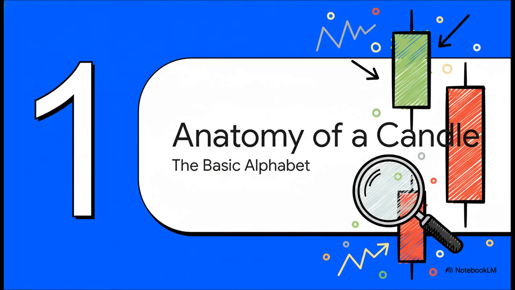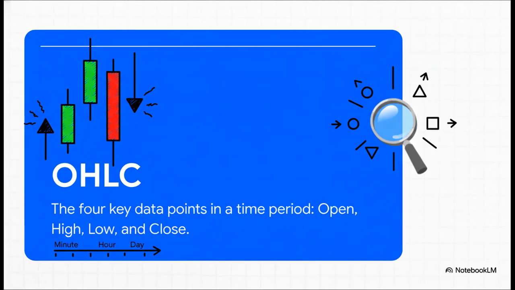Okay, so to get the hang of this language, we've got to start with the basic alphabet. Let's zoom way in and break down just one of these shapes, a single candlestick. So every single candle, doesn't matter what shape or color it is, tells you 4 fundamental things about a specific period of time, whether it's 1 minute or 1 whole day. It tells you the open price, the high, the low, and the close.